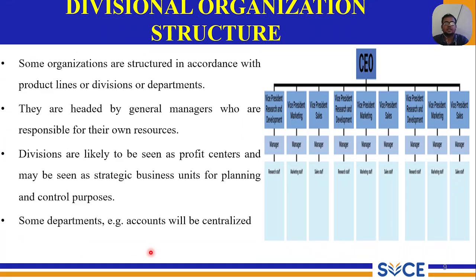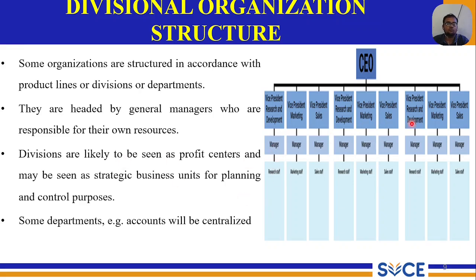The second category is your divisional organization structure, where you have your individual divisions which are categorized: a development department, a marketing department, individually, and sales, who will be having their own kind of managers, and their supporting staff will be working under it.